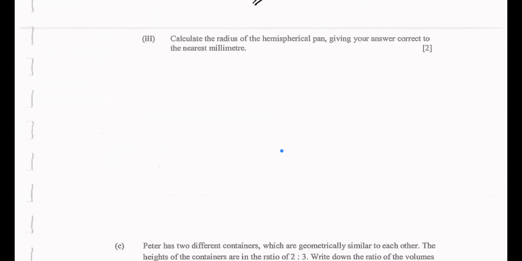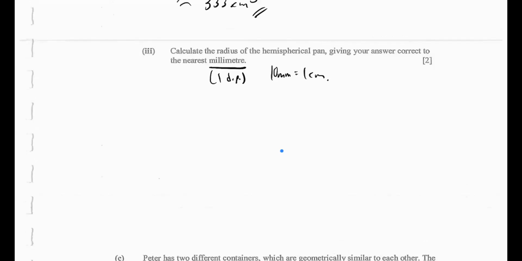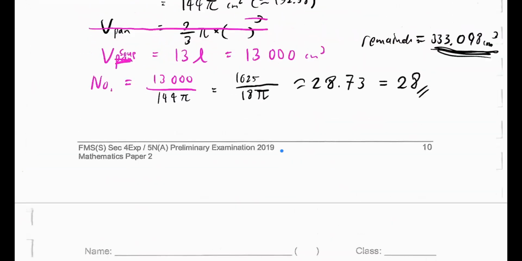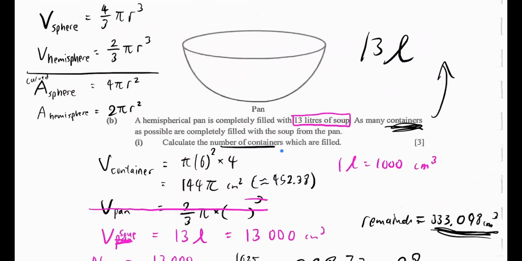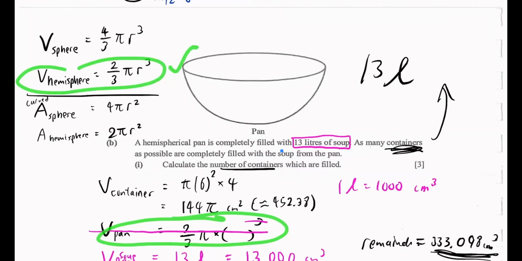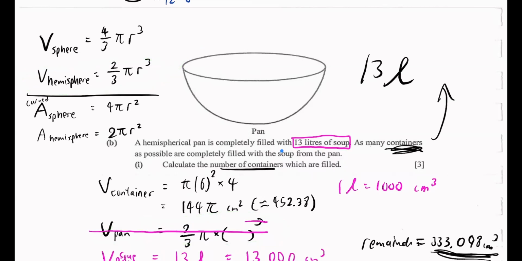Next is part 3. Calculate the radius of the hemispherical pen, giving your answer correct to the nearest millimeter. So 1 dp, because 10 mm is the same as 1 cm. It's basically asking you to round off to 1 dp. Let's use the formula that we were trying to use just now, 2/3 pi r cube. Let's copy down this formula, 2/3 pi r cube.